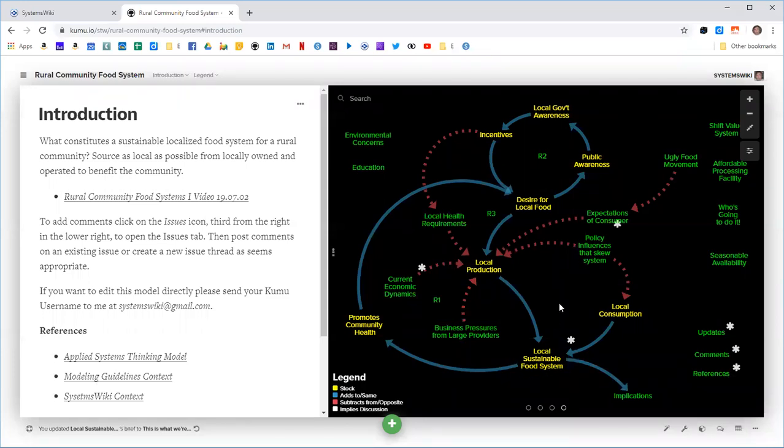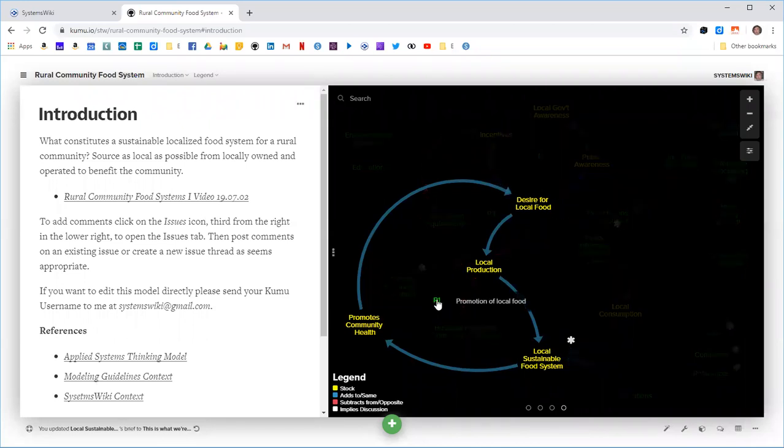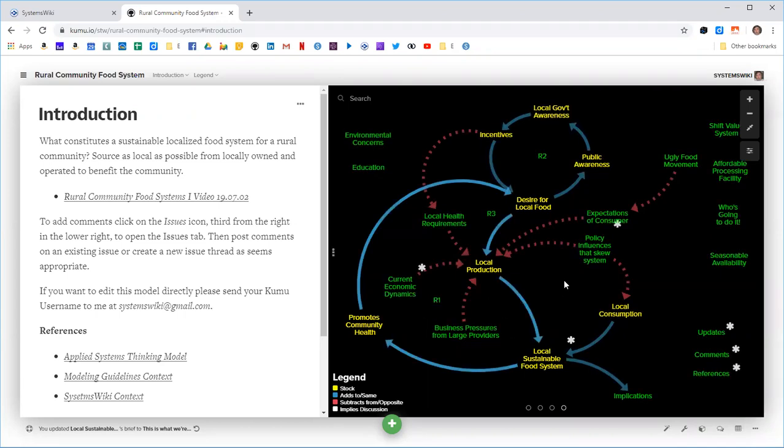Then the question is how to continue the evolution of the project, where R1 currently talks about local sustainable food system, community health, desire for local food and local production. You end up looking at that and you say, okay, is local consumption something that actually also directly influences this, or does local consumption influence local production, or does local production influence local consumption, or do they directly influence each other?